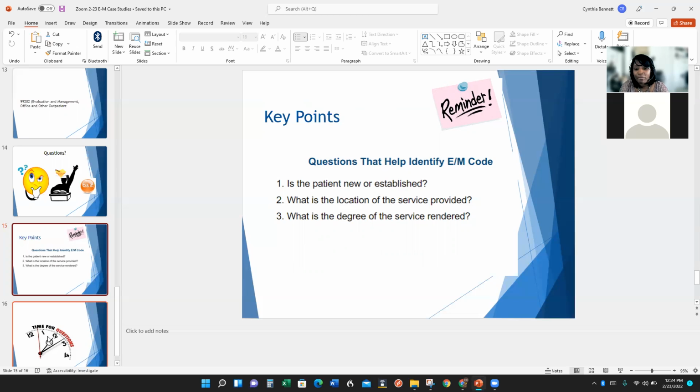Okay, so as a recap for E&M, you just want to think about: is the patient new or established? Where's the location of the patient receiving a service? And then what degree the service is, so what level of service the patient actually got. So those are 3 quick questions that you can think about when you start working with E&Ms.